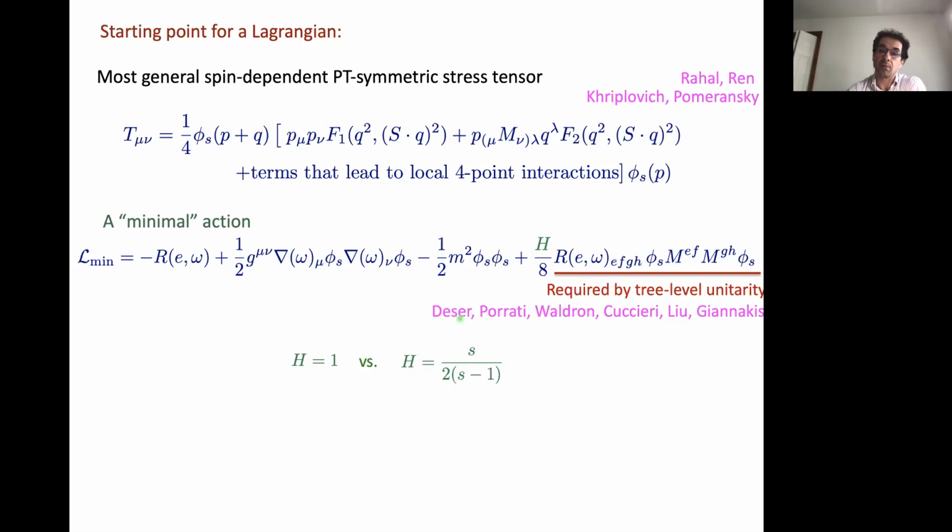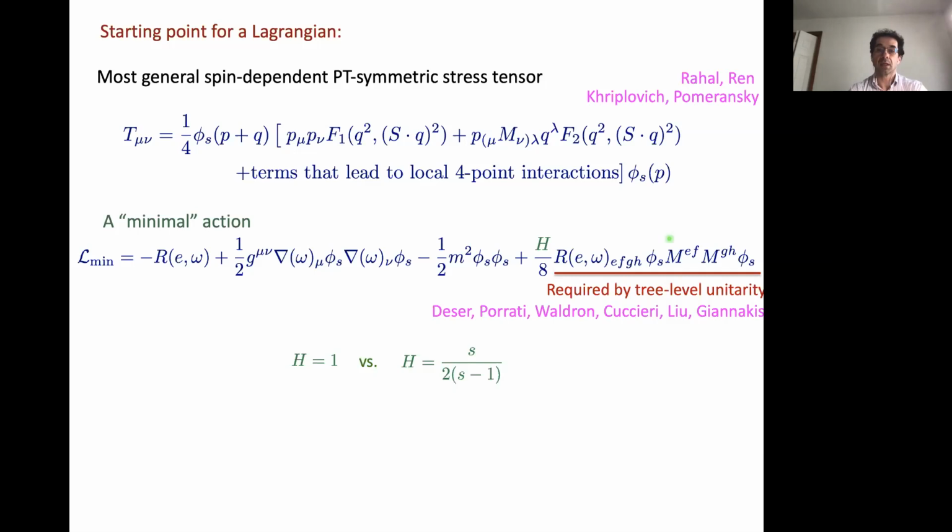They figured, Porrati and company, they figured out that to restore unitarity, in this sense, H has to be 1. This is to be contrasted with an H that comes out of string theory, which generates such a term, which gives a slightly different value. This is probably related to the fact that there are many other fields in string theory which contribute to the unitarity condition. So this is the minimal action that one might want to consider.